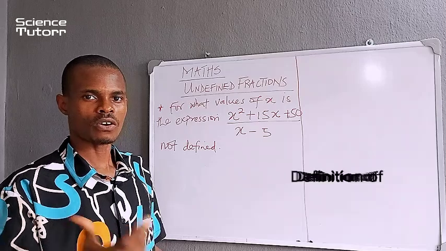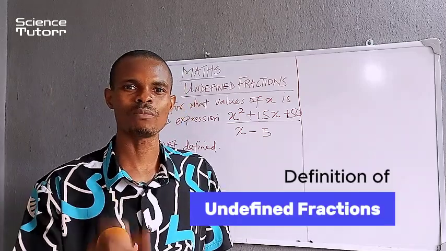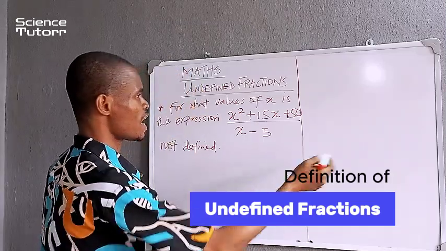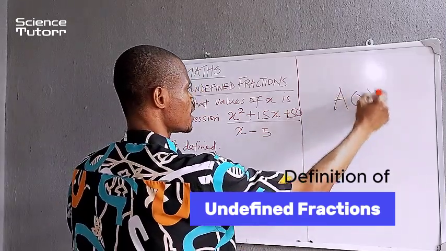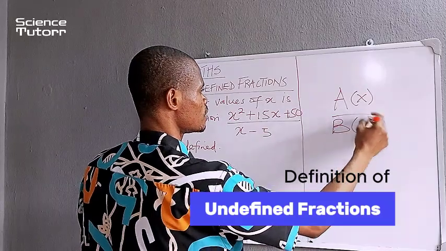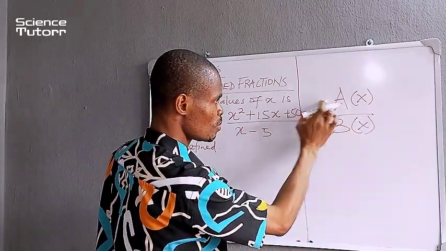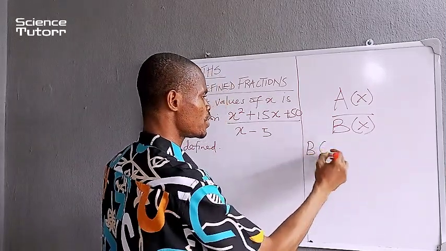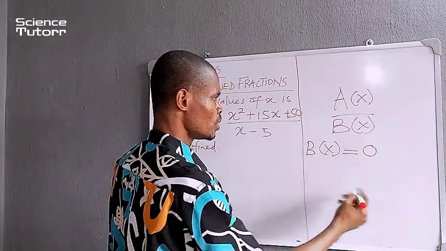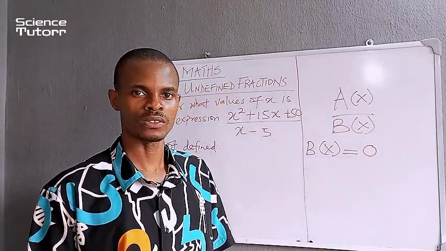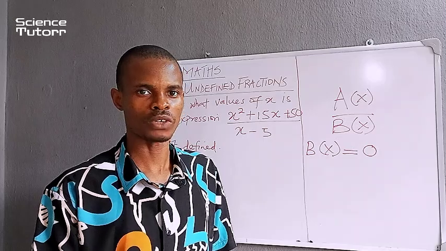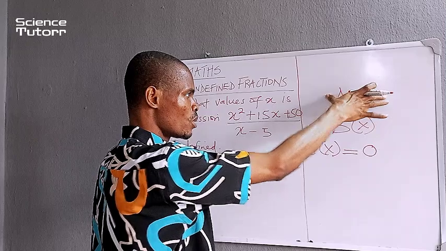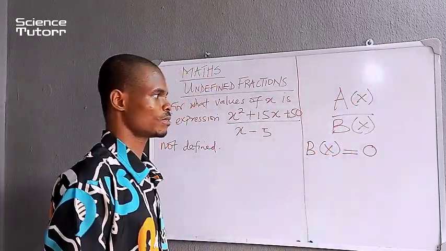Undefined fractions: a fraction is said to be undefined when the denominator is equal to 0. So, for example, I have a of x all over b of x. The numerator is a of x, the denominator is b of x. So when the denominator b of x is equal to 0, it means it is an undefined fraction. That means there is no value; values which do not exist. But we say it is equal to 0 when the numerator is equal to 0. So there is a value for it.